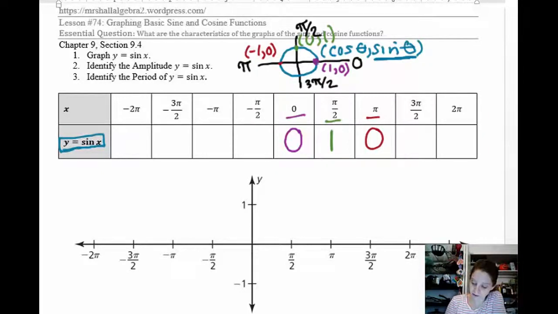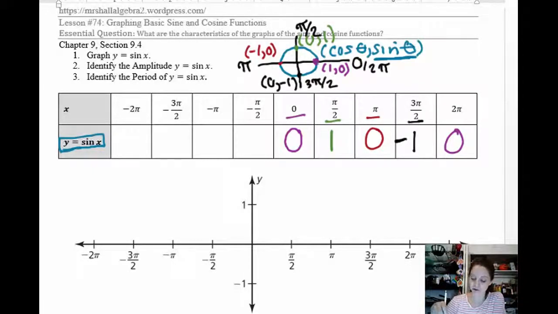I'm running out of colors. So let's recycle. Let's do black. 3 pi over 2. This point is 0, negative 1. So negative 1. And then 2 pi is the same as 0. Okay, and now I've got to go in the clockwise direction.